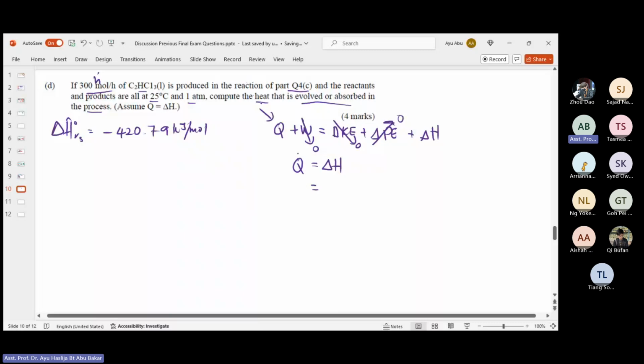Since it doesn't mention rate or anything, we assume Q in rate form as well because it gives you mole in rate, mole per hour. Okay, so from here, R3.